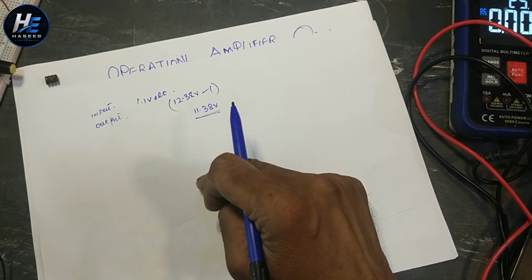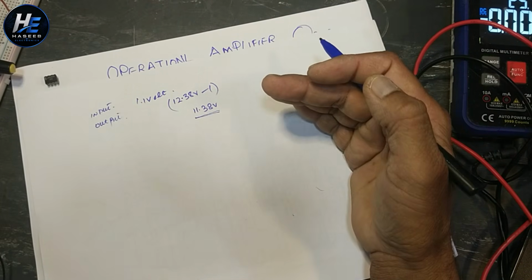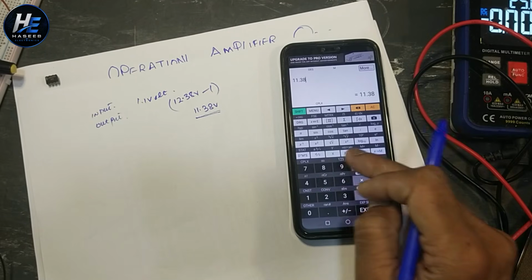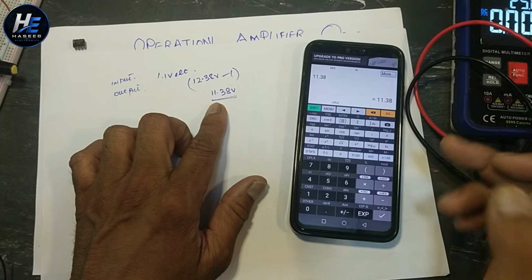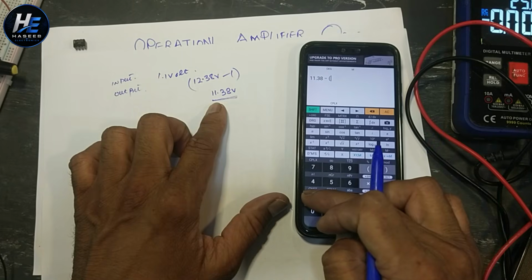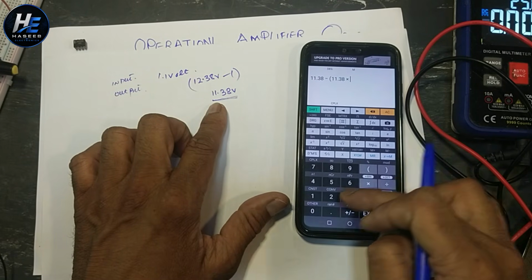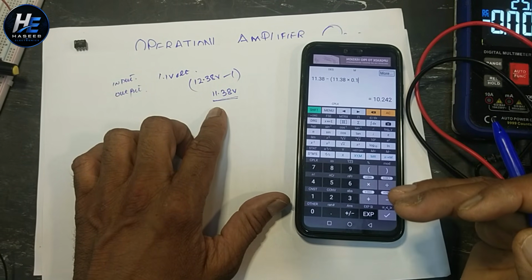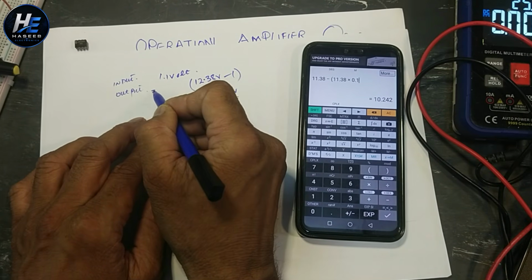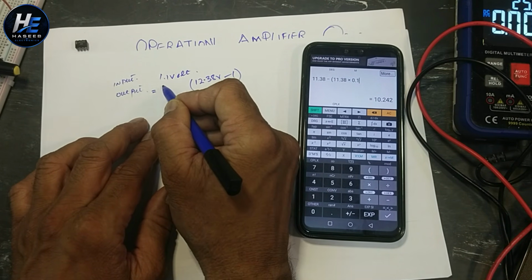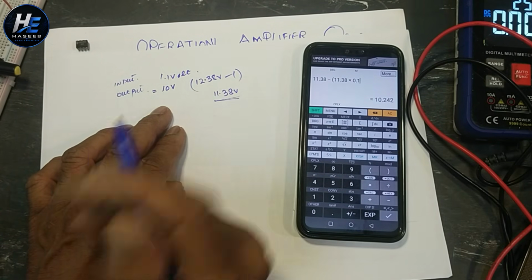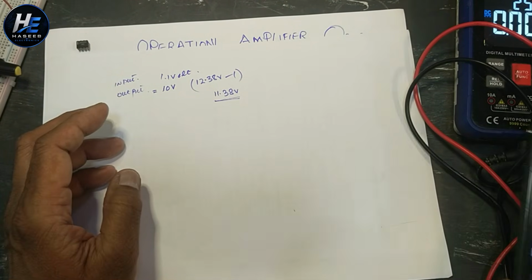We will not reach up to this limit. We will reduce 10%. 11.38 maximum possible output minus 11.38 times 0.1. We will reduce 10%. We need output swing 10 volt. It is 10.42. We will consider 10 volt.